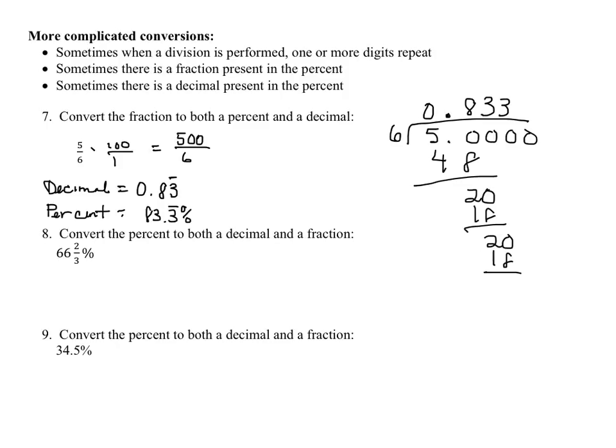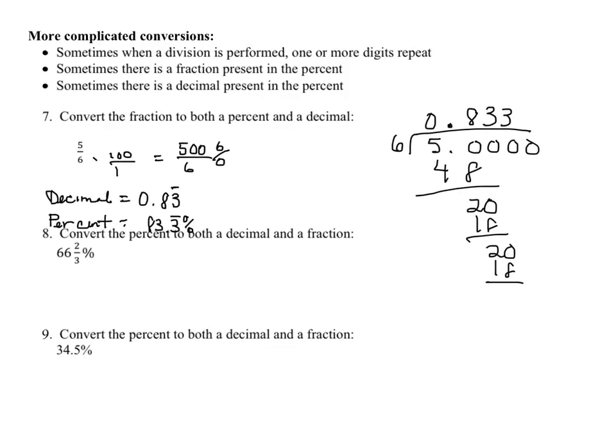So this is what I'm going to do. I'm going to show you. Let's convert this to a mixed number because this is the percentage. So now we're going to divide 6 into 500 without doing any decimal stuff. 6 goes into 50 8 times, 48. 6 goes into 20 3 times, 18 with 2 left over.